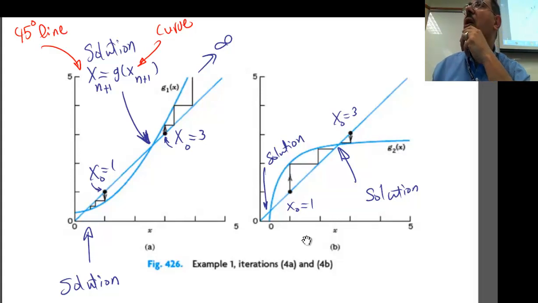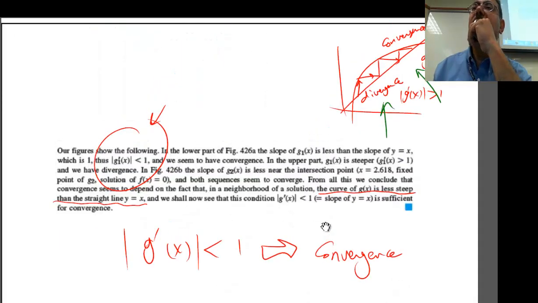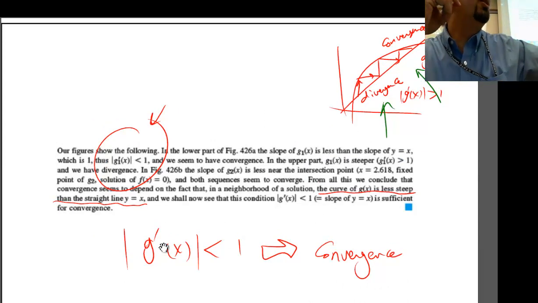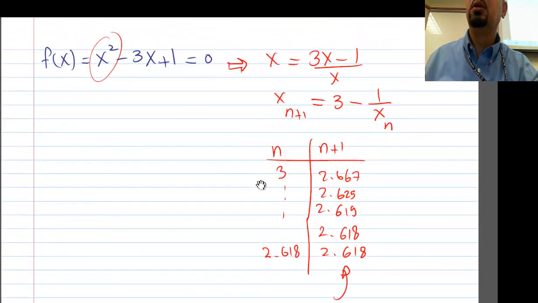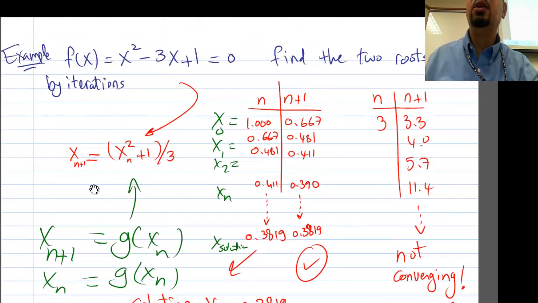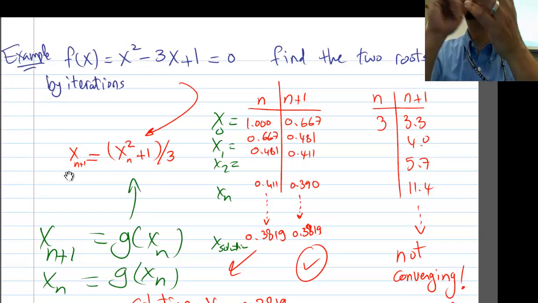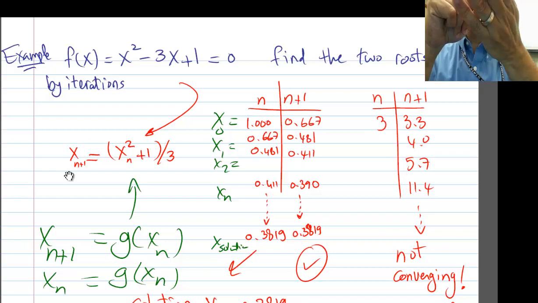Questions? So the formula is that the slope of g of x, how do you find the slope? It's the derivative of g of x. You differentiate this with respect to x. So say g of x is x squared plus 1 over 3, or x squared over 3 plus 1 over 3. What's g prime of x?